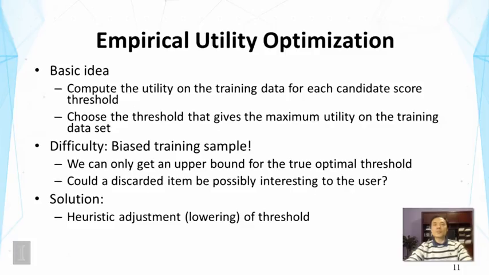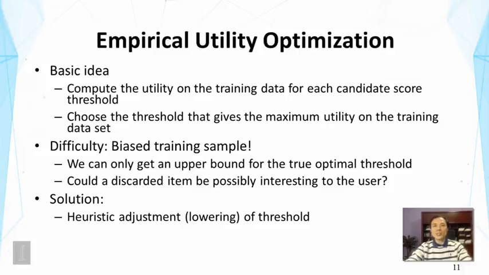Now, how do we solve these problems? In general, I think one can use the empirical utility optimization strategy. And this strategy is basically to optimize the threshold based on historical data, just as you have seen on the previous slide. Right? So you can just compute the utility on the training data for each candidate score threshold. Pretend that, what if I cut at this point? What if I cut at a different scoring threshold point? What would happen? What's the utility?